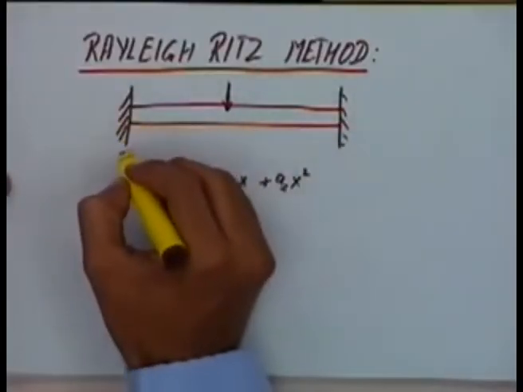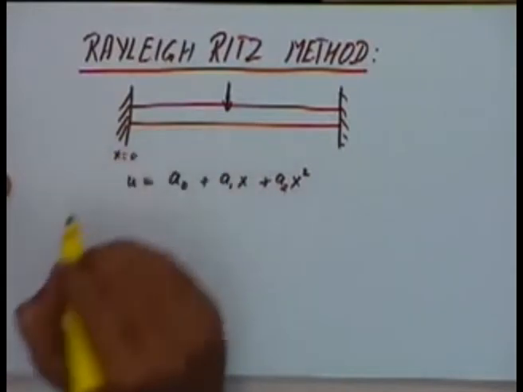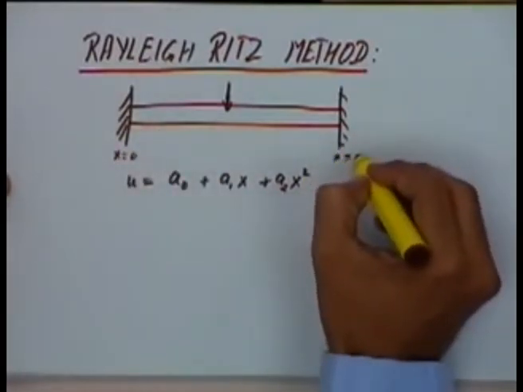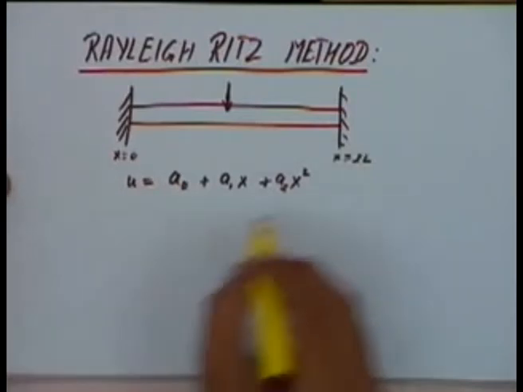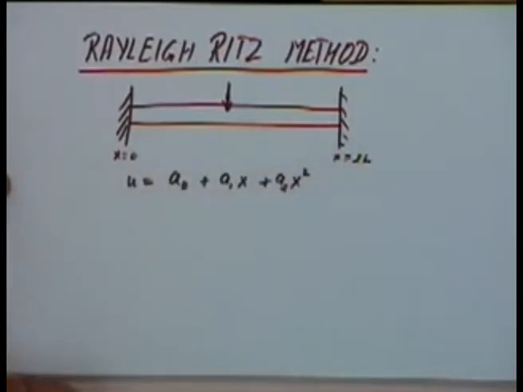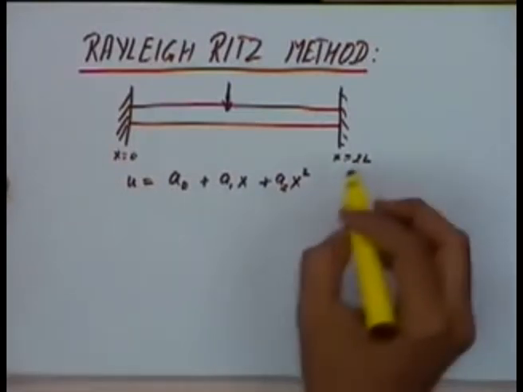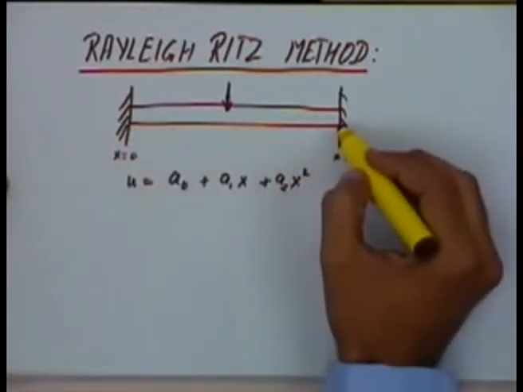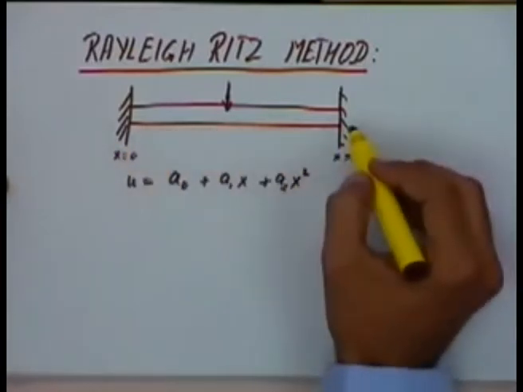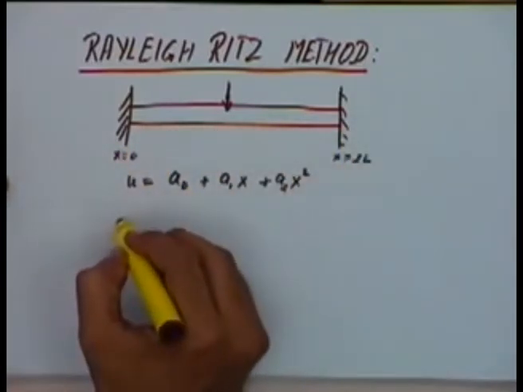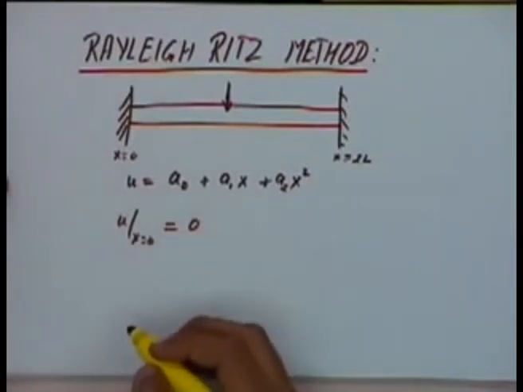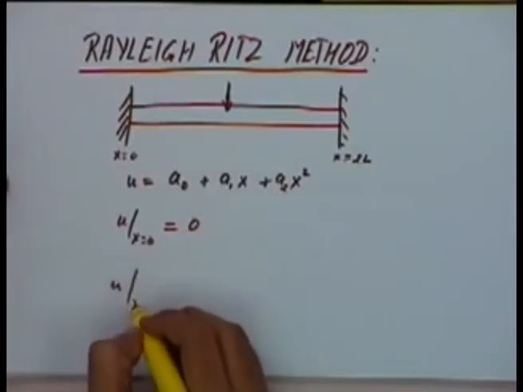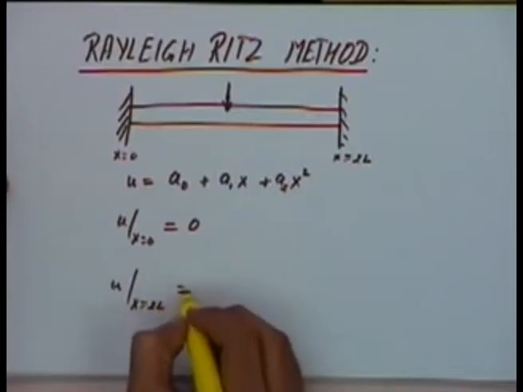So if we are making this assumption, at this point we have x equal to 0, and at the end let us say we have x equal to 2L, where L is the half length of this rod. This beam is fixed at the two ends, so one of the boundary conditions would be that u at x equal to 0 will be equal to 0 and u at x equal to 2L will be equal to 0.